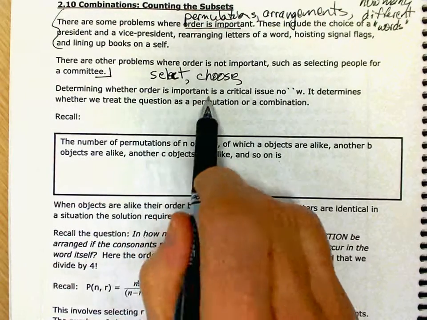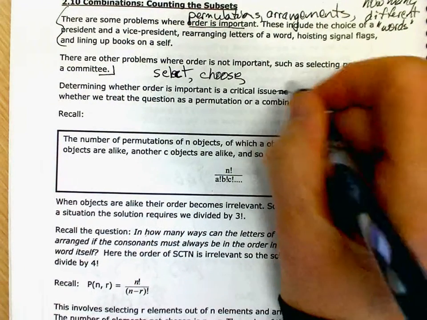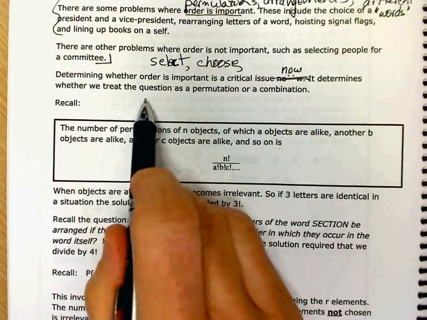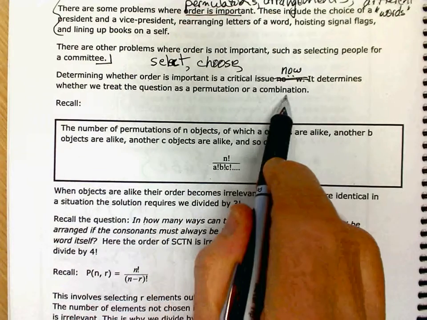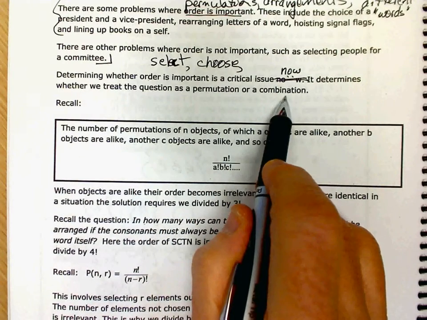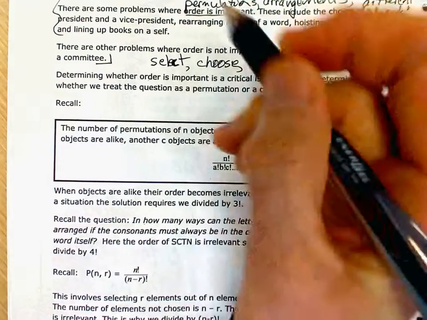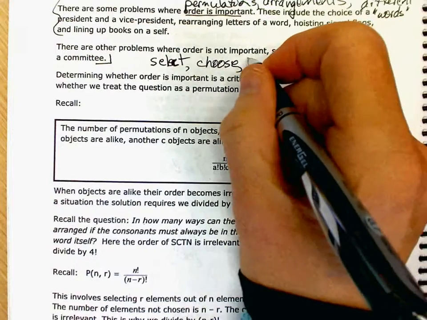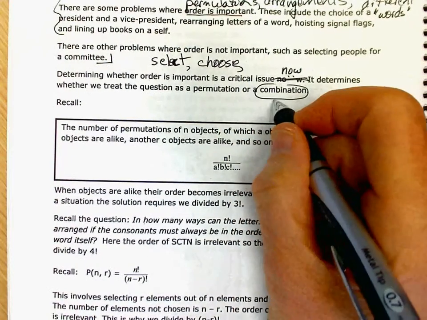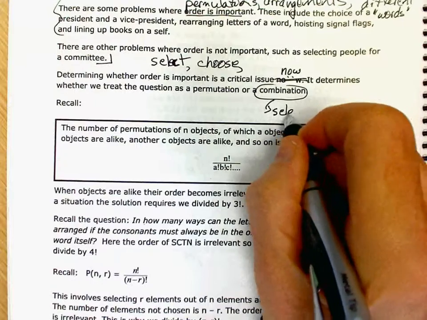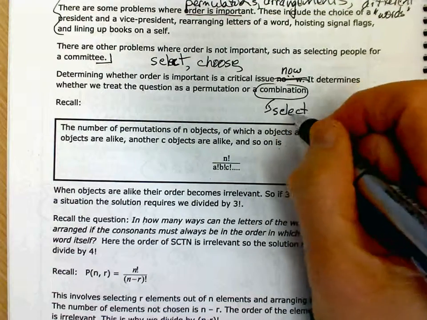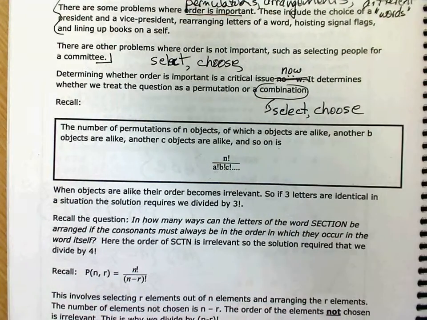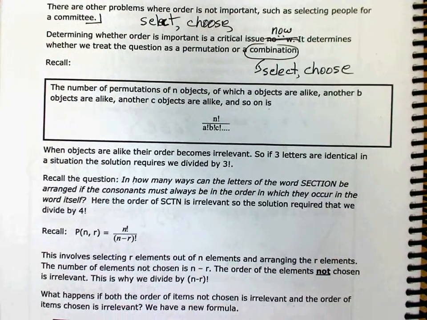Determining whether order is important is a critical issue now. There's a little typo there. It determines whether we treat the question as a permutation or a combination. Okay? So again, the words select, choose are combination types of problems. So the key words here, I'll write it here again to make sure there's no confusion. Combination involves words such as select or choose. Okay.